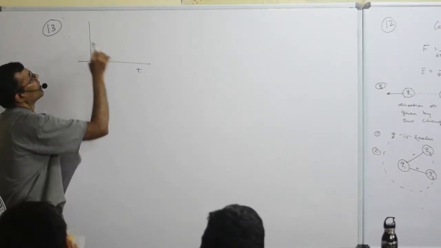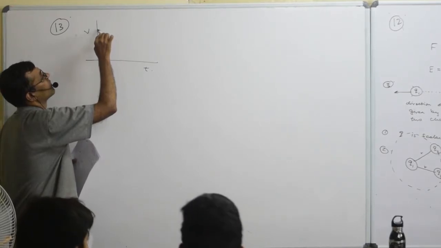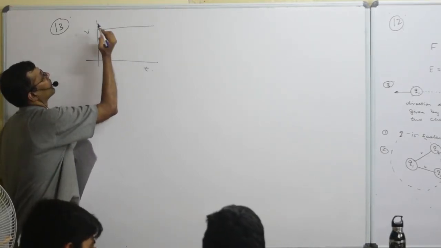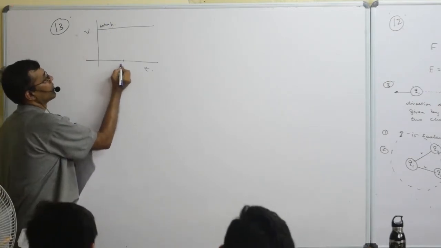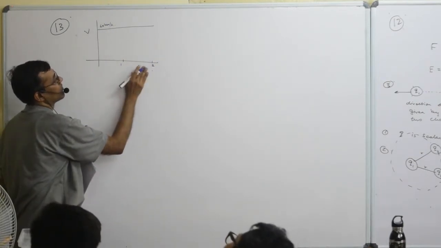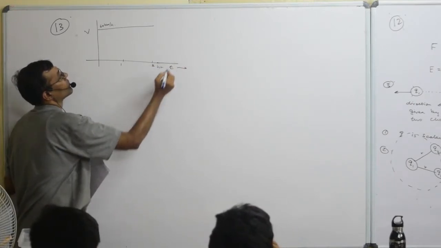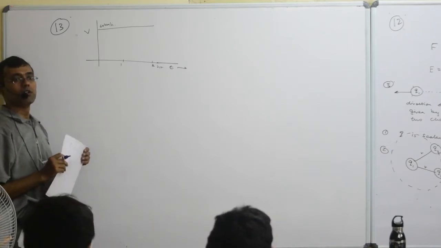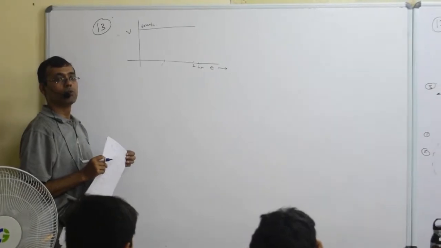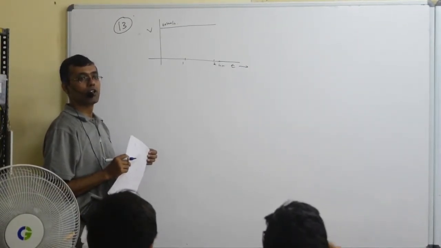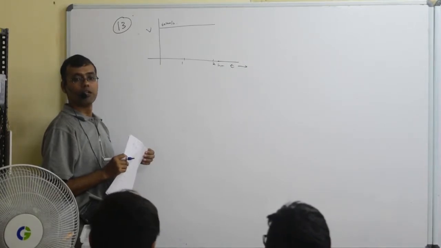Let's say this is a velocity-time graph. If I ask you, let's say I'm going at 60 kilometers per hour for 1 hour, and this is 2 hours. What is the distance traveled, how do you find it? Velocity into time. So distance is equal to velocity into time. So 60 into 2 will give you 120 kilometers.